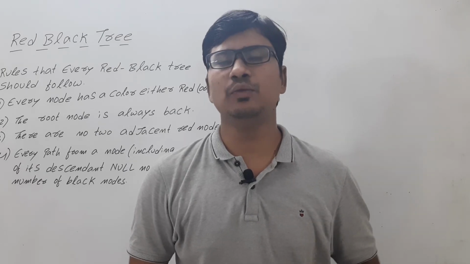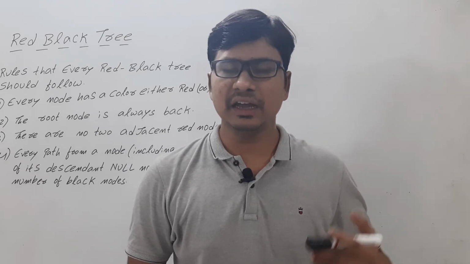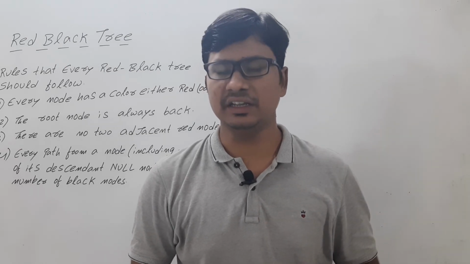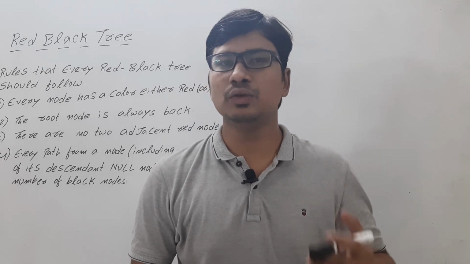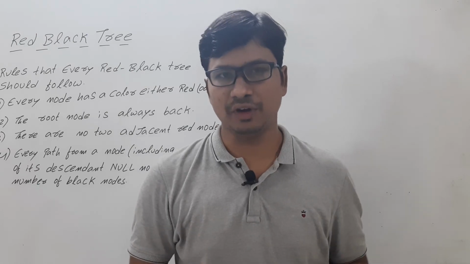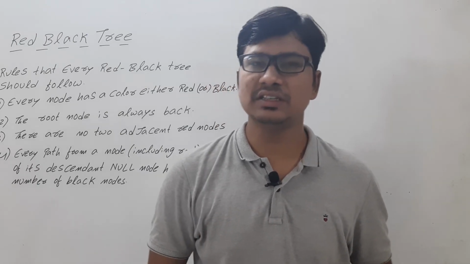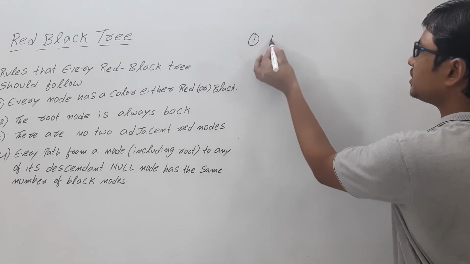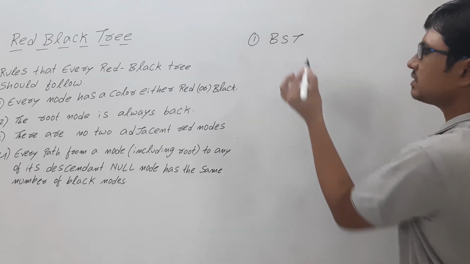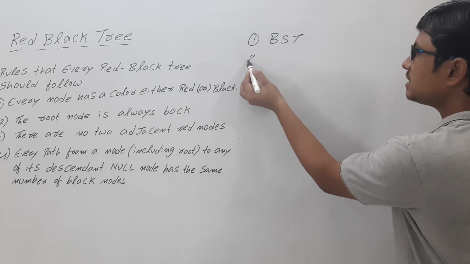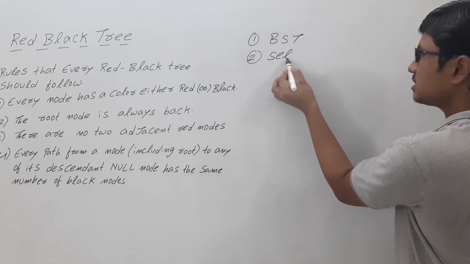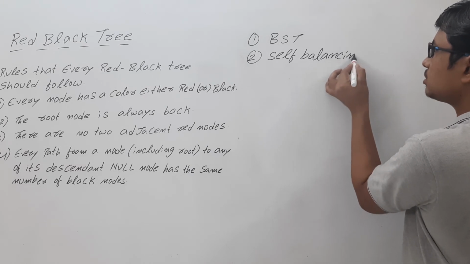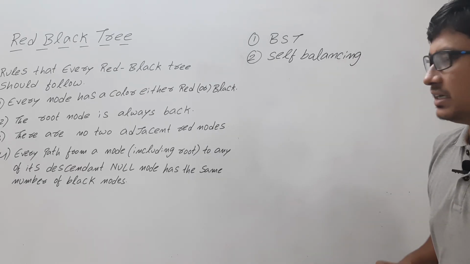First let me define what is a red-black tree, and then I will discuss how it is different from a binary search tree and an AVL tree. Then I will discuss what are the rules every red-black tree should follow. First, let me define what is a red-black tree. A red-black tree should also satisfy the properties of a binary search tree, and it is self-balancing, same as an AVL tree. It is also a self-balancing binary search tree.